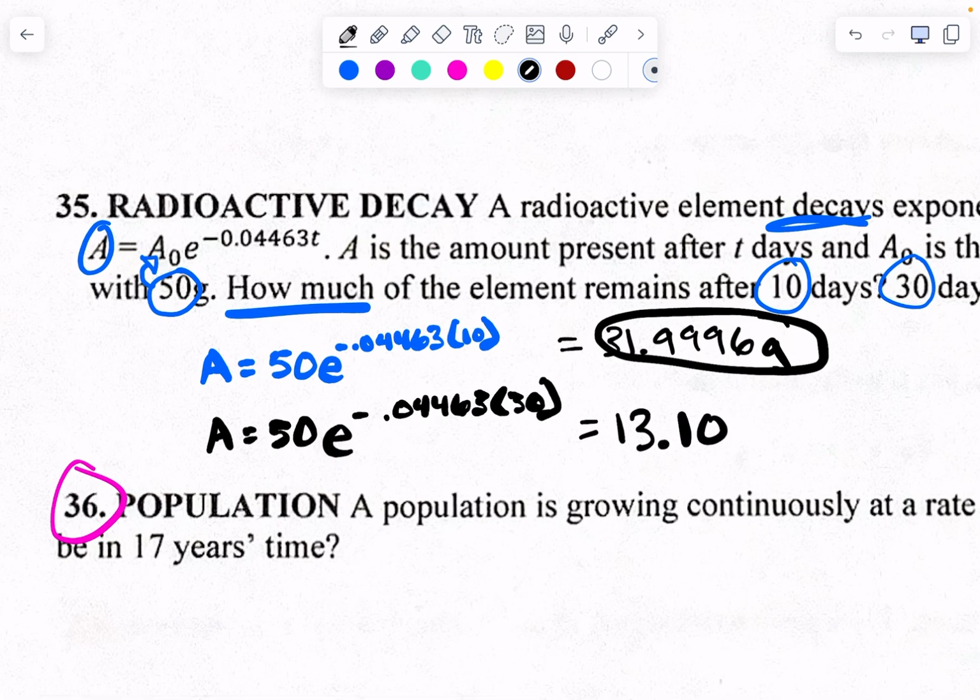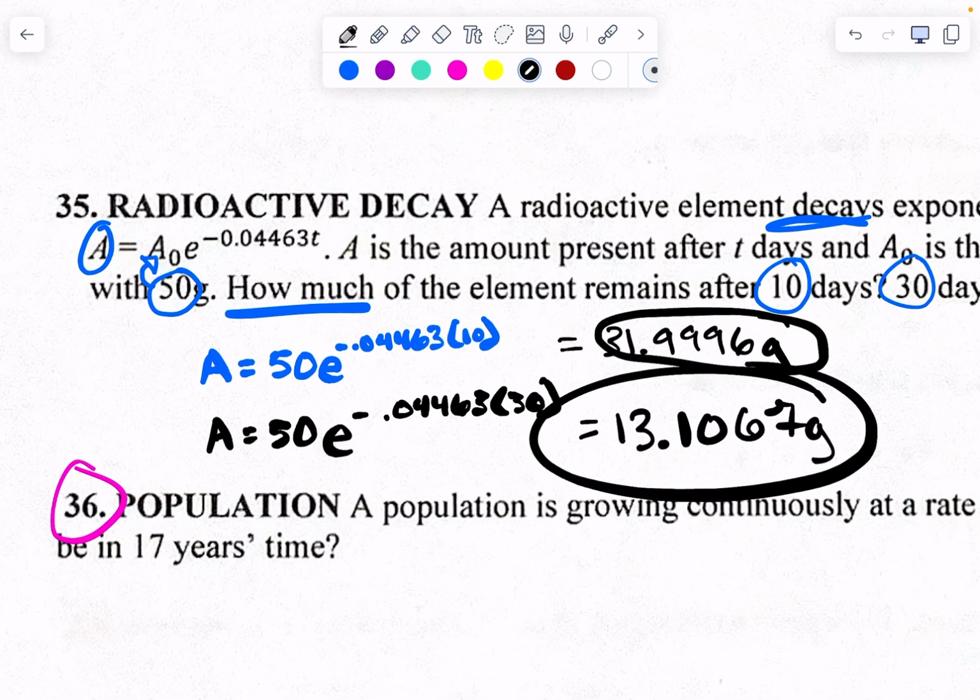13.1067 grams. 10.6, 7 grams. Okay. So we're decaying. After 10 days, 32 grams is left, and after 30 days, 13 grams is left. It's decaying, decaying, decaying. Do you see how that works?